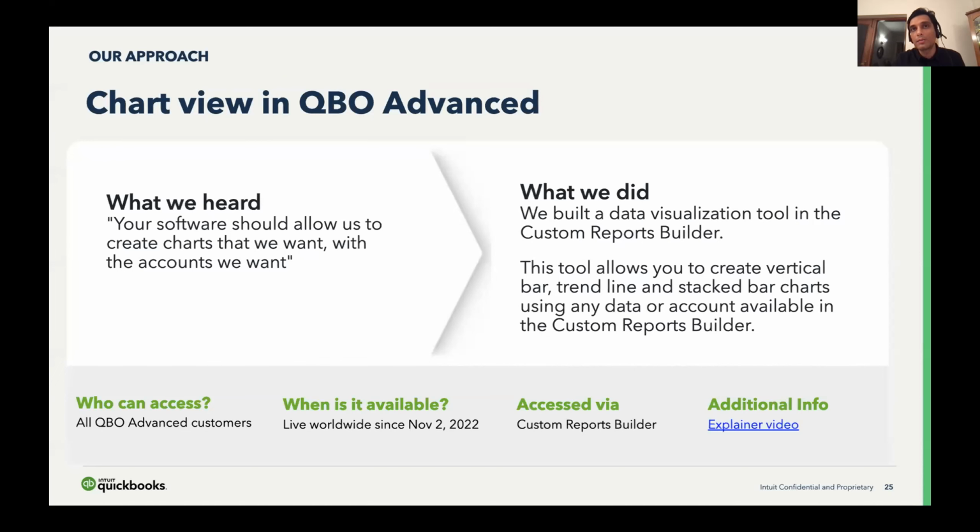This is a tool that allows you to create simple charts with simple controls. The type of charts that you can create are vertical bar, trend line, and stacked bar. But you have access to any data point available in the custom reports builder today. So the range of data with which you can create charts has increased exponentially. This is accessible to all QBO Advanced customers. It is live worldwide since November last year. And the place where you can find it in QuickBooks is the custom reports builder.